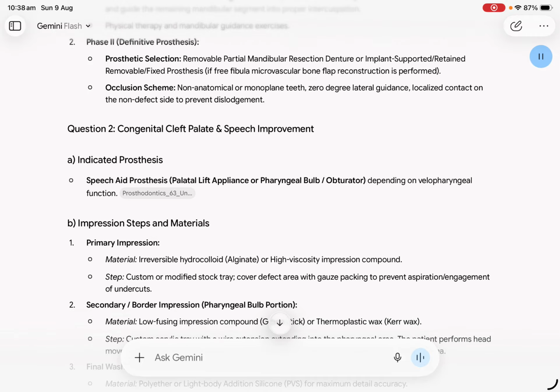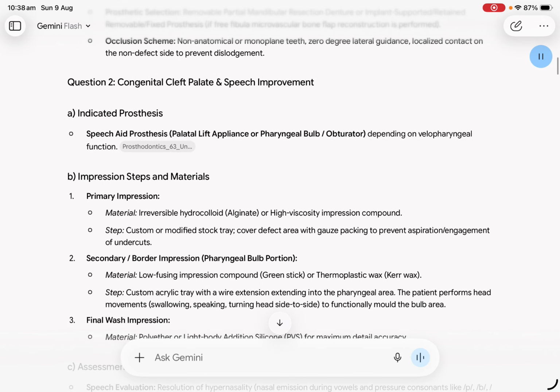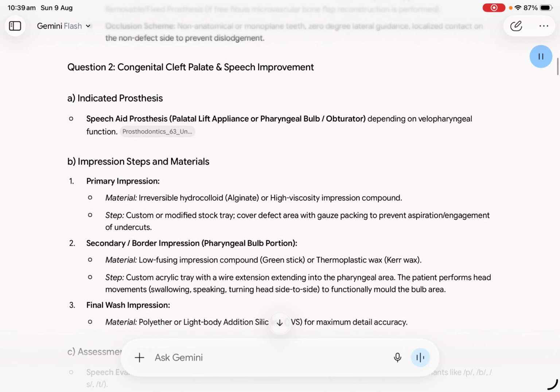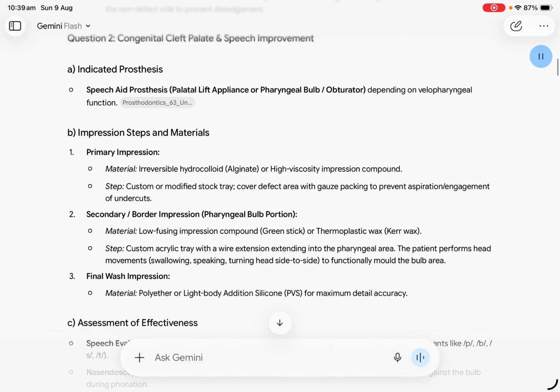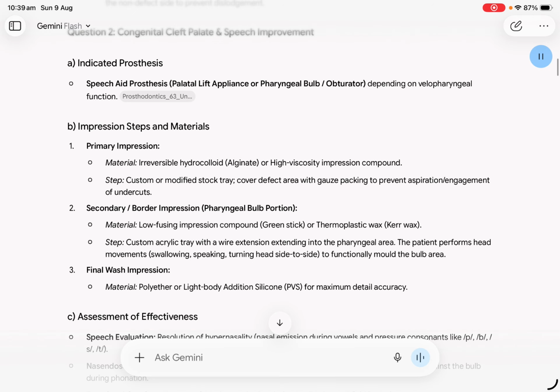1. Primary impression. Material: irreversible hydrocolloid, alginate, or high-viscosity impression compound. Step: custom or modified stock tray. Cover defect area with gauze packing to prevent aspiration/engagement of undercuts.